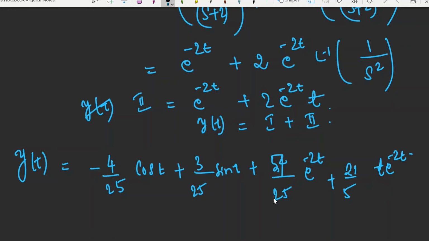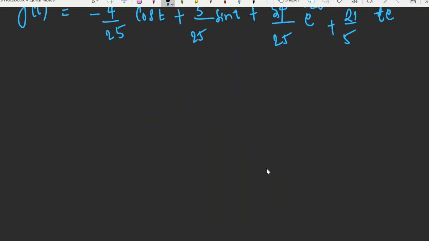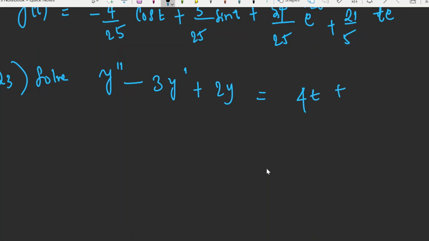If you want, I will give one more problem. So that problem is, I will give the question and the introductory part. Because on the right hand side we are having two separate functions, 3y dash plus 2y equals 4 times t e power 3t.